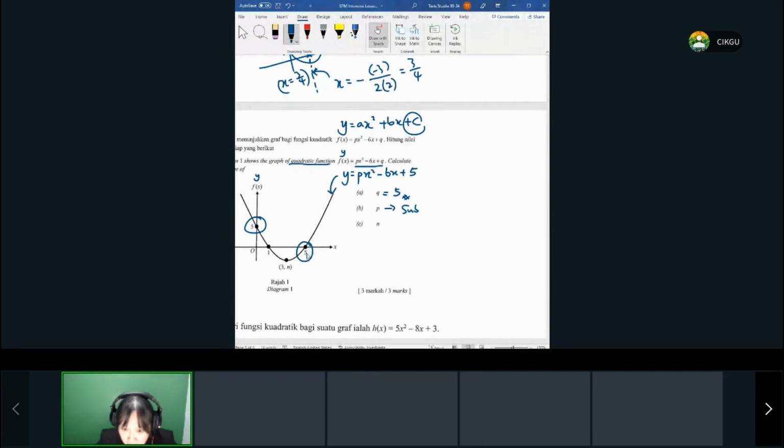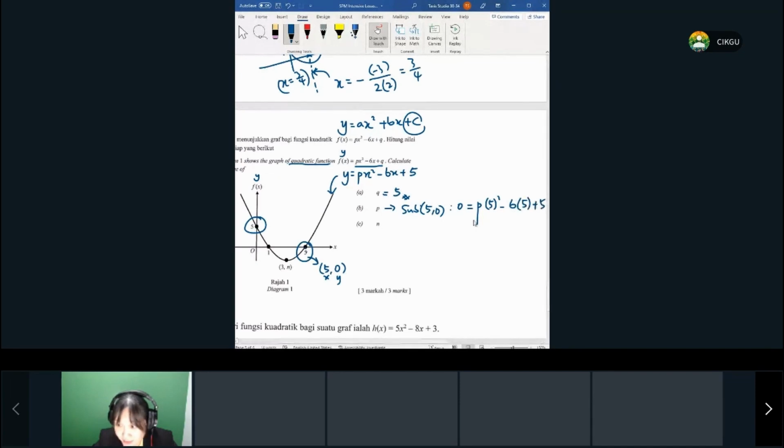This 5 is one of the x-intercepts, right? Can we write down the coordinates of this point? The coordinate is (5, 0). When I write like this, I have both values ready, x and y. That means I can sub this coordinate (5, 0) into the equation. So y becomes 0 equals p, don't know, but x is 5.